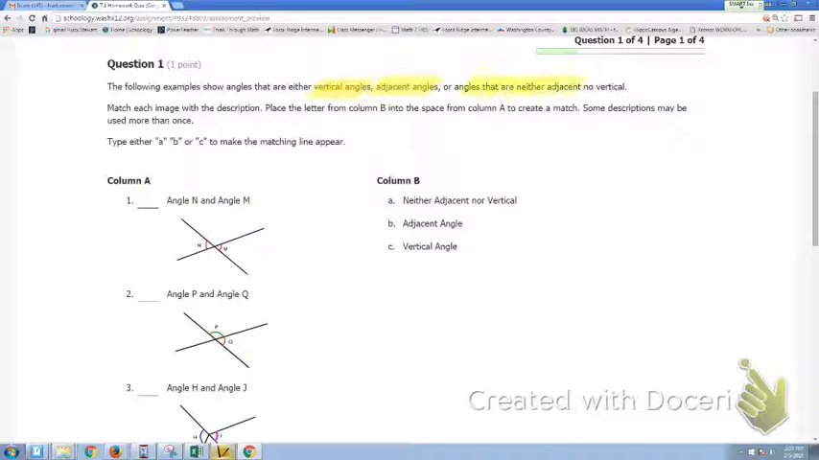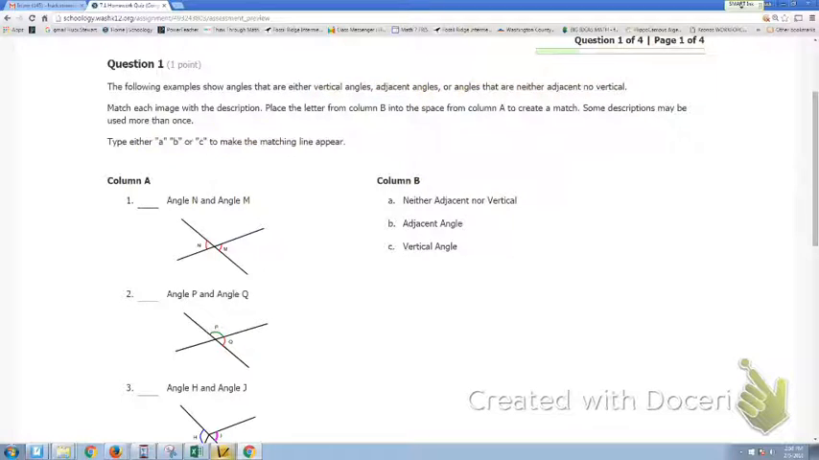Okay, so question number 1 reads, the following examples show angles that are either vertical angles, adjacent angles, or angles that are neither adjacent nor vertical. Match each image with the description. Place the letter from column B into the space from column A to create a match. Some descriptions may be used more than once. So basically either type A, B, or C to make a matching line appear.